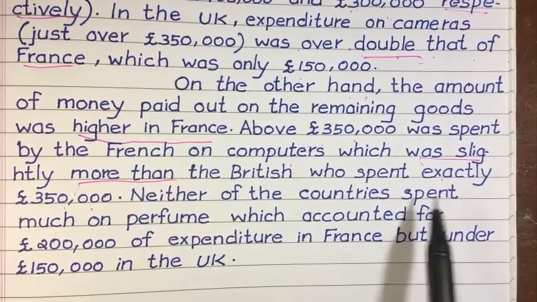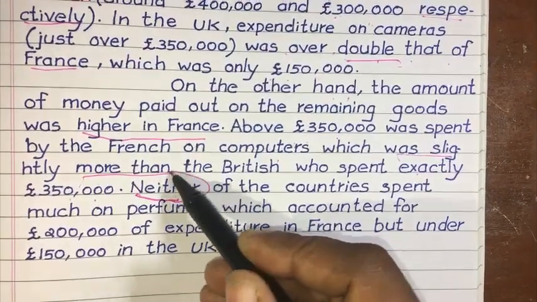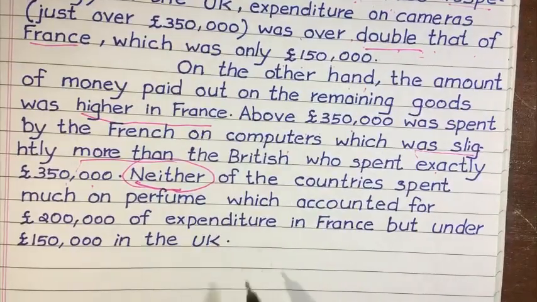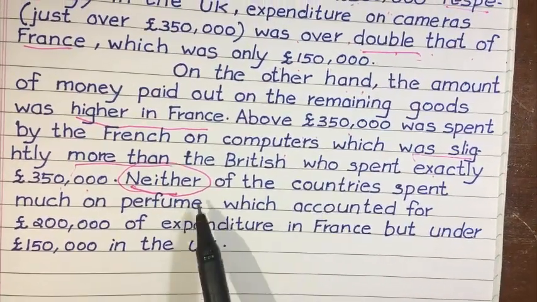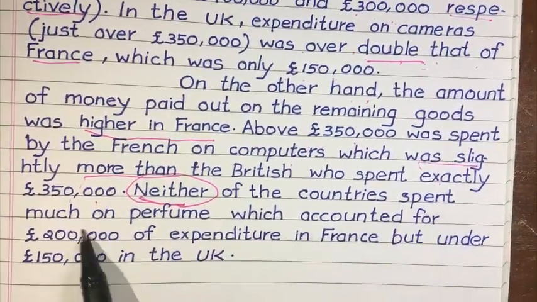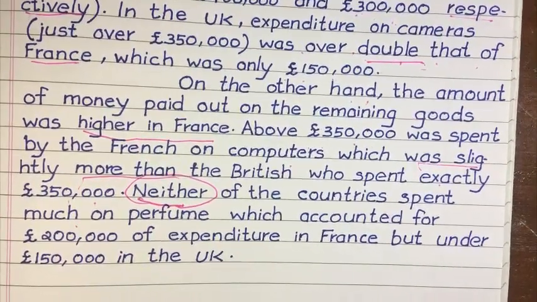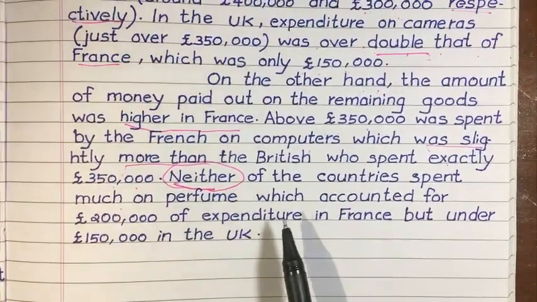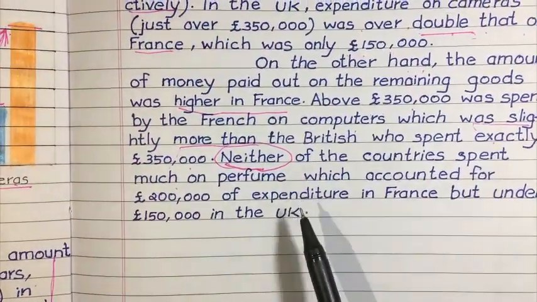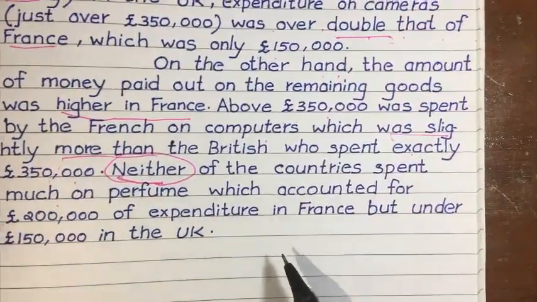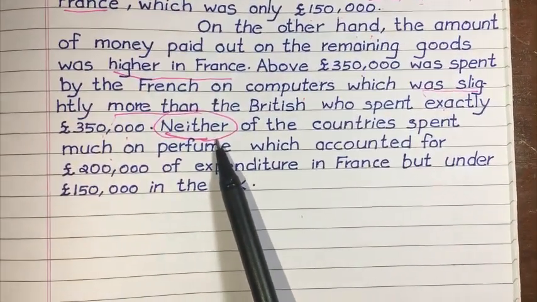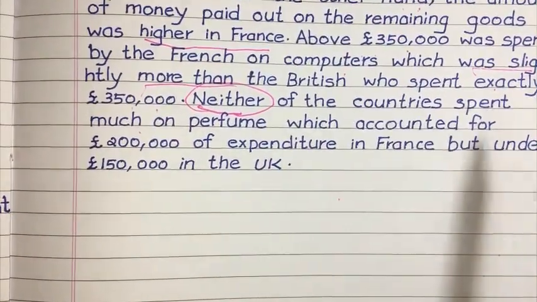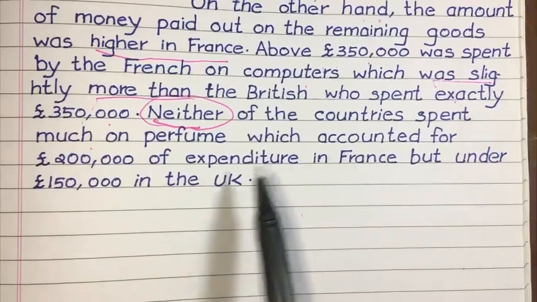Neither of the countries. See, again I am going to use the comparison with the use of neither. Neither means none. Instead of saying no or none, you can use neither, because if you check the bar chart over here, in perfume you do not have any clear-cut significance, because almost all the data is significantly similar. And that is comparatively much lesser as compared to the other consumer goods. So I have used neither of the countries. Both of the countries didn't spend much on the perfume.